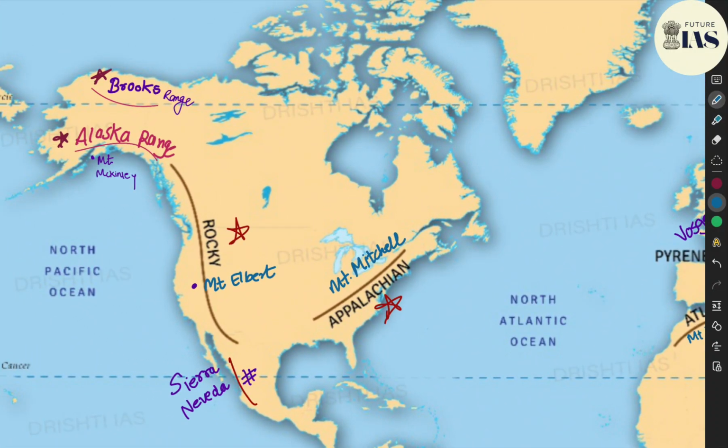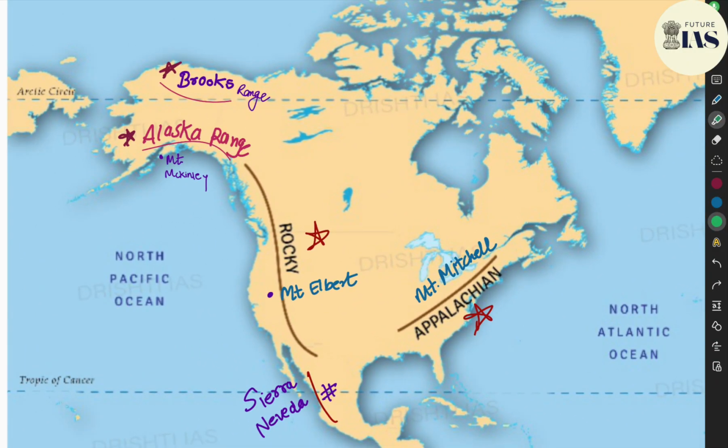We'll start from North America. In the northernmost part of North America, here is Brooks Range, which is a fold mountain. And in Alaska, there is Alaska Range, which is also a fold mountain range. And the highest peak of Alaska Range is Mount McKinley. Then in central North America, we have the Rocky Mountain Range, which is a fold mountain range, and the highest peak is Mount Elbert.